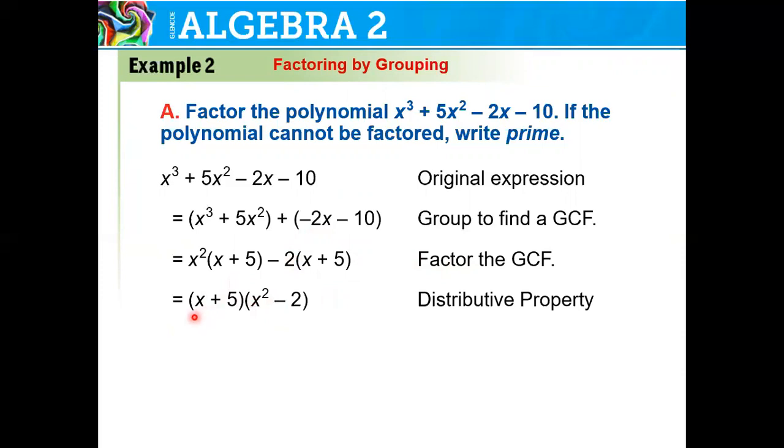Now, x plus 5, I cannot factor more. Here, I have to stop. It's linear already. I cannot do further factorizing, so this is prime.